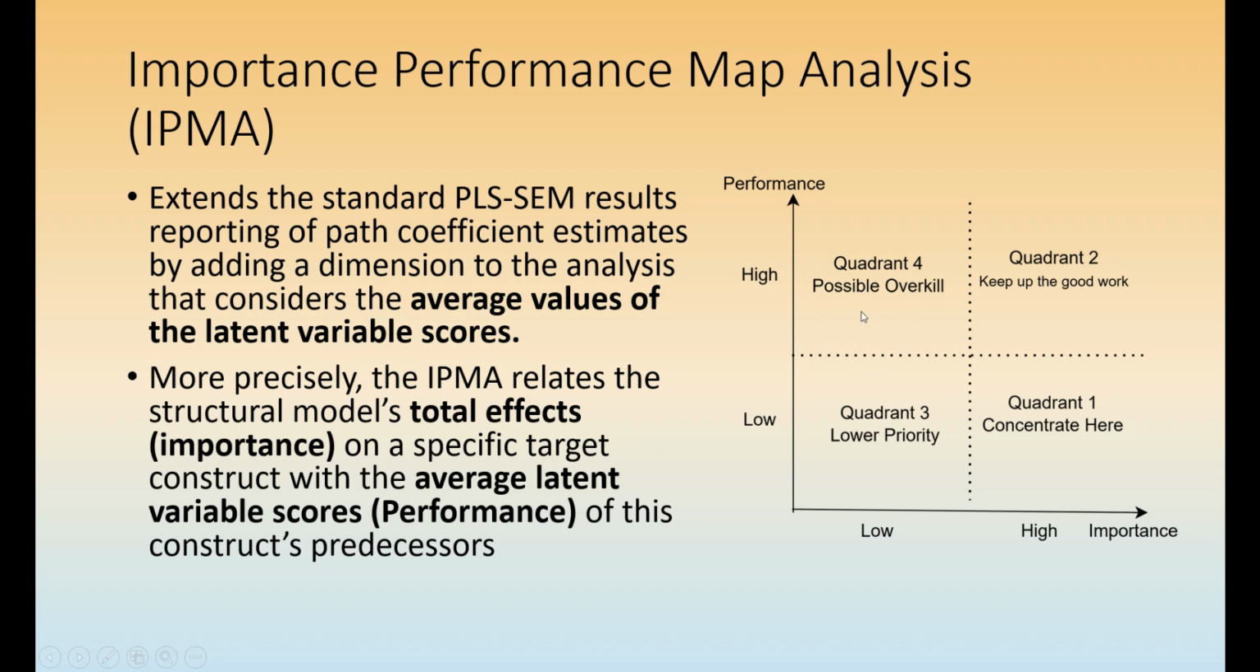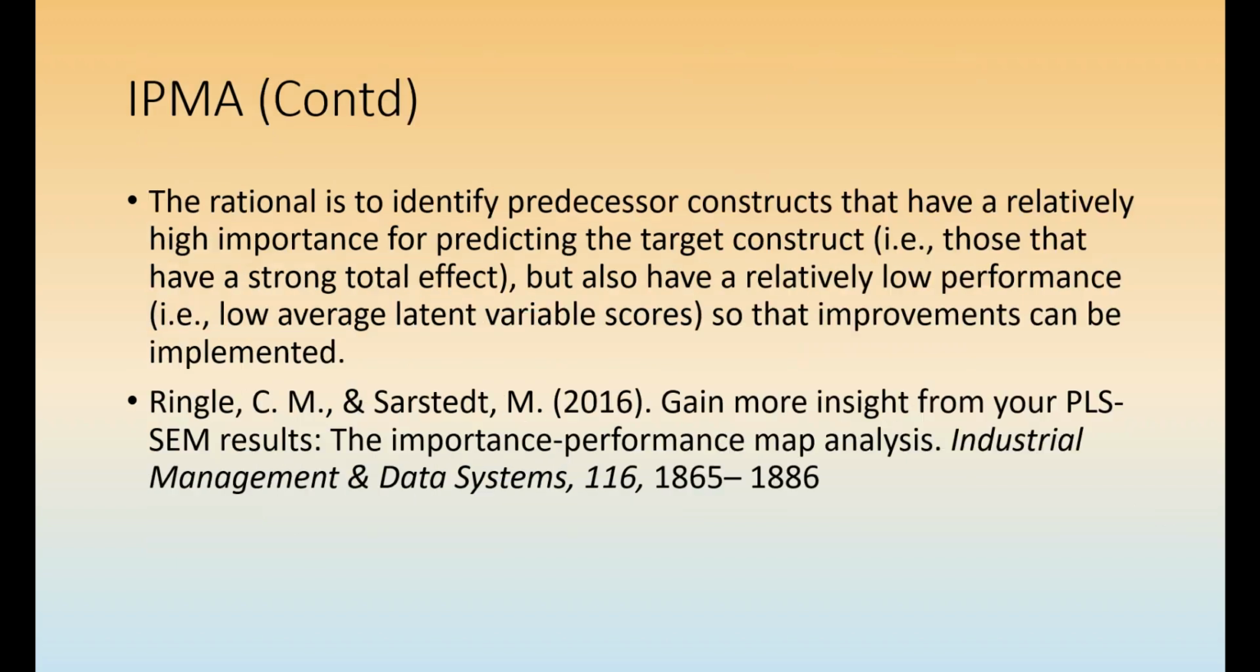If there is a construct that is of low importance but the performance is high, it means a possible overkill, which means that maybe the departmental or organization resources are being spent on that particular construct. The performance may be good, but its importance as related to the outcome variable is low. In IPMA, the rationale is to identify predecessor constructs that have a relatively high importance for predicting the target construct, that is, those that have a strong total effect, but also have a relatively low performance, that is, a low average latent variable score, so that improvements can be implemented.